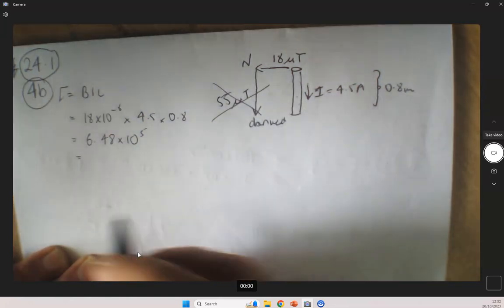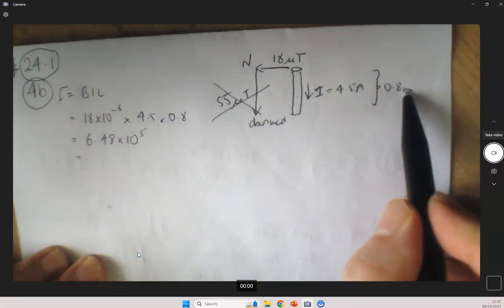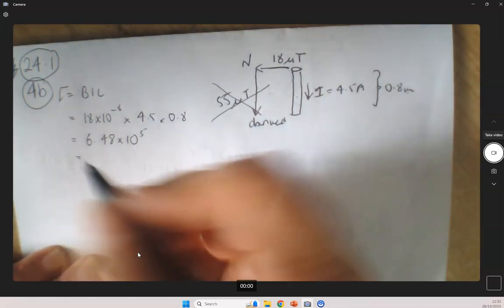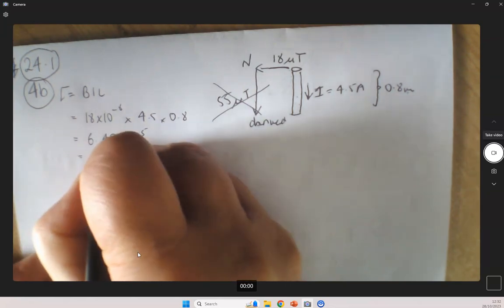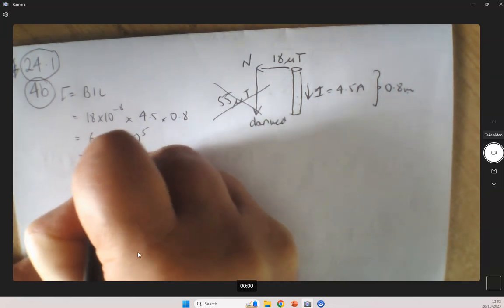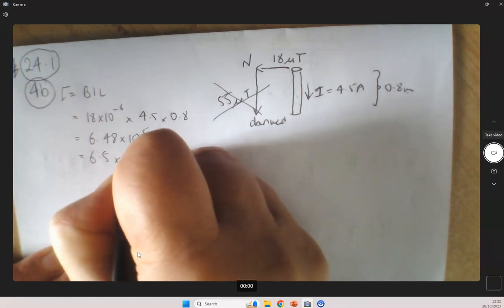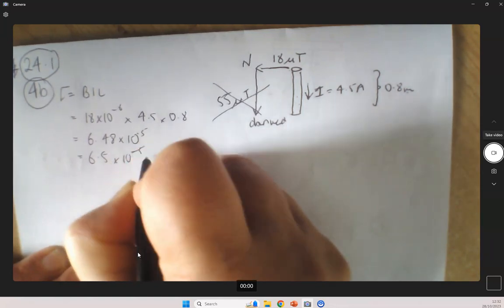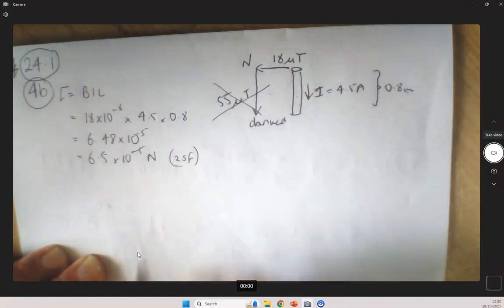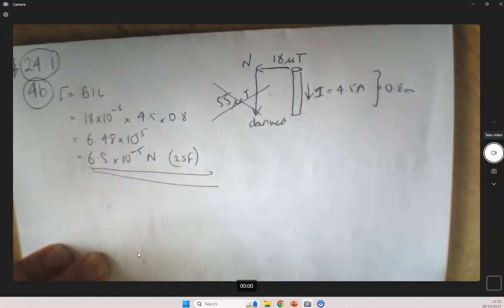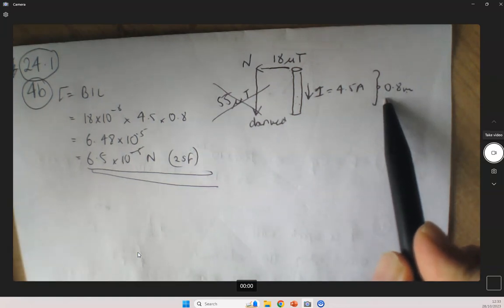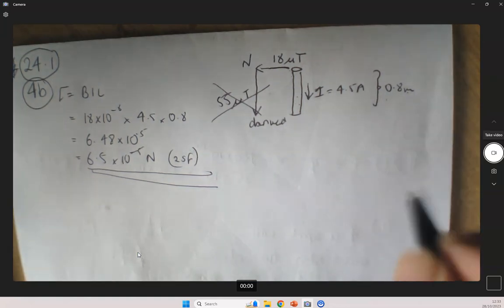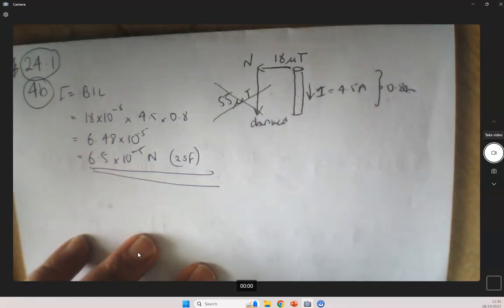Everything is two significant figures. Oh, that's only one significant figure actually. So in theory I should be going to just one significant figure, but I'll leave it as two. I think it's more consistent with the mark scheme. So I'm going to give 6.5 times 10 to the minus 5 newtons to two significant figures, though I'd argue that it should be to one significant figure because they've quoted 0.8, or did they quote 0.80? No, they quoted 0.80, which is why it's to two significant figures.